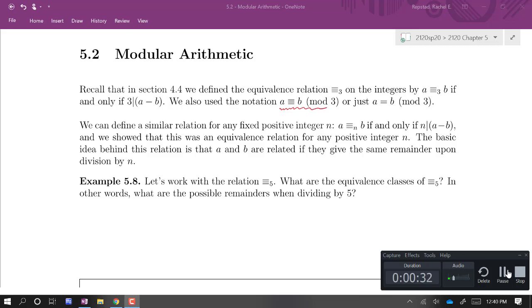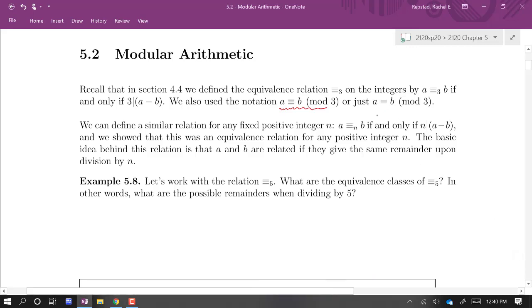Mod 3, and then sometimes people will just use the regular equal sign. They're understood to mean the same thing, but what is really important is that we do include the fact that we're looking at this mod 3. We could define a similar relation for any fixed positive integer n, and just say that on integers, a is equivalent to b mod n if and only if n divides the difference a minus b. And we showed that that was an equivalence relation.